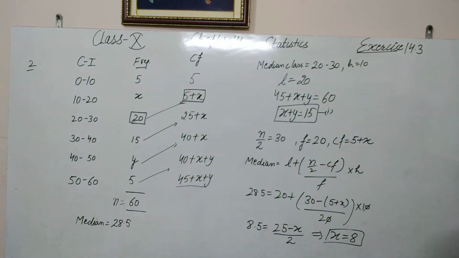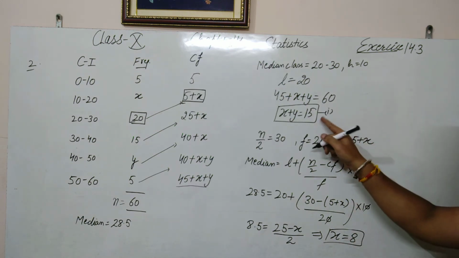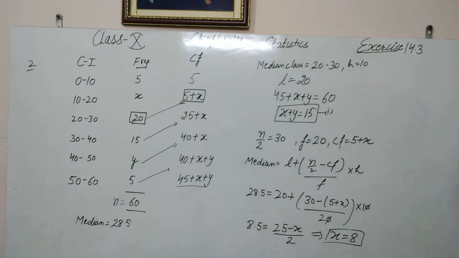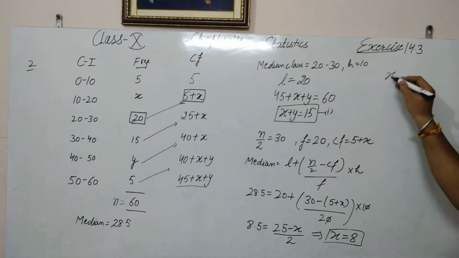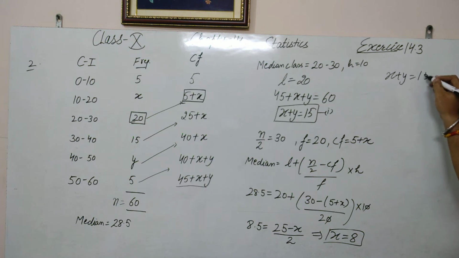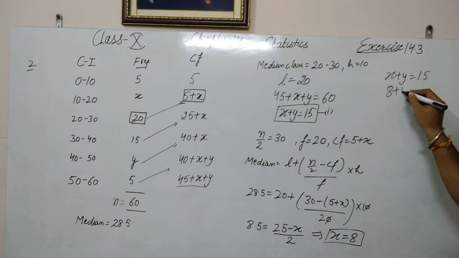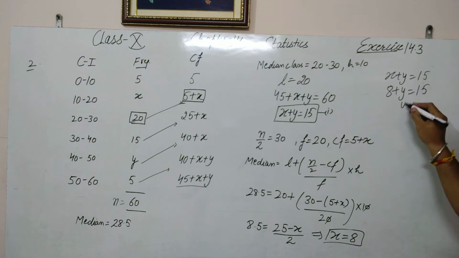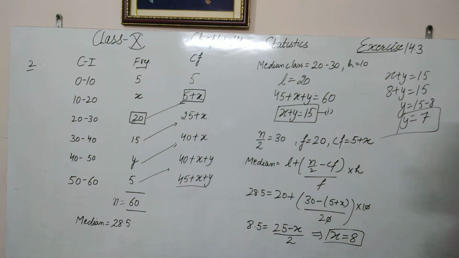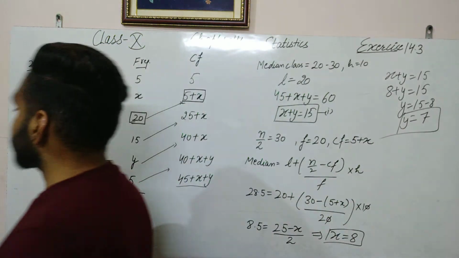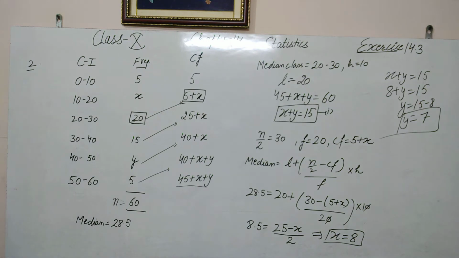Clear everyone? So now if the value of x is 8, put the value in the first equation. Clear? So x plus y is equal to 15. X is 8 here. So the value of y will be 15 minus 8, that is 7. So this was question number 2 of exercise 14.3.